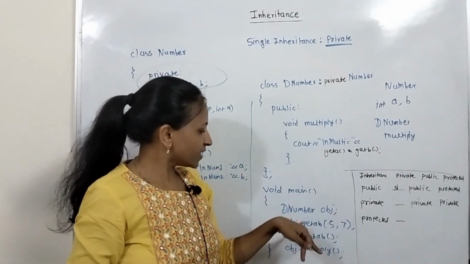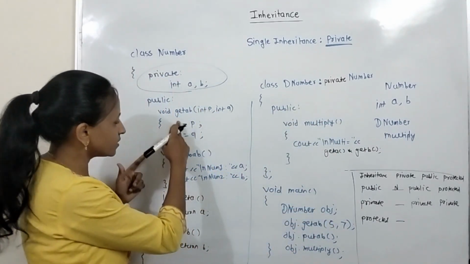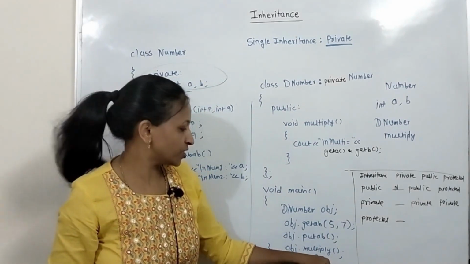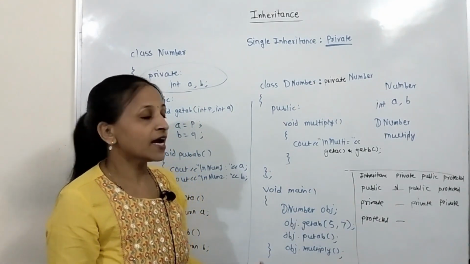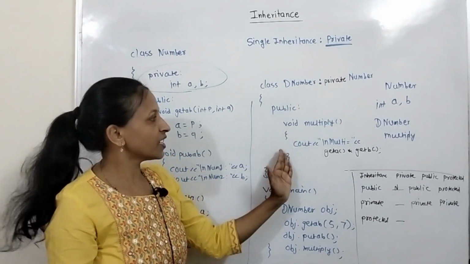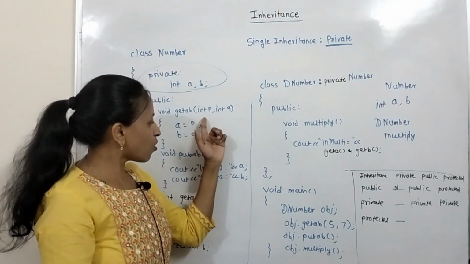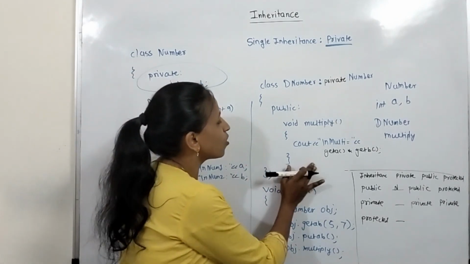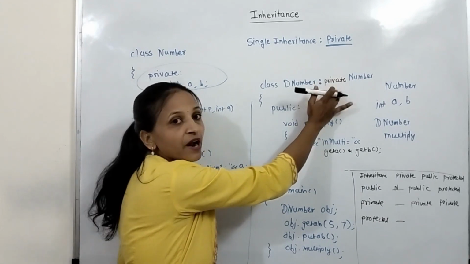Means suppose you have created an object of this D number class, then there you cannot access this private directly like this obj.getAb, obj.putAb. Then there is a solution: if something is private inside any class, then you have to access it with the help of member functions. Means for calling these member functions outside that class, you have to call through public member functions of this class if this is private.